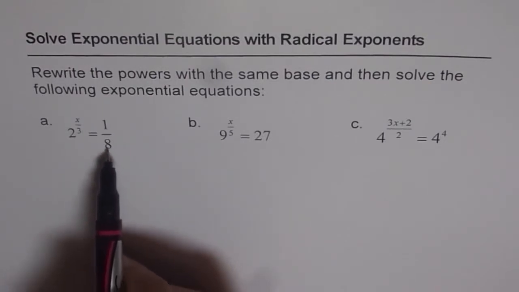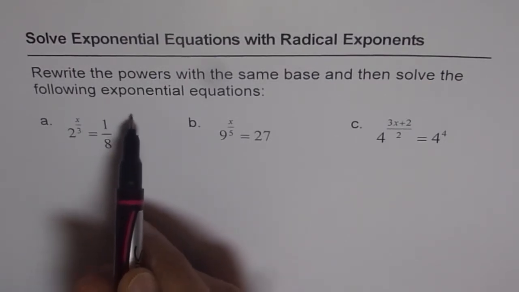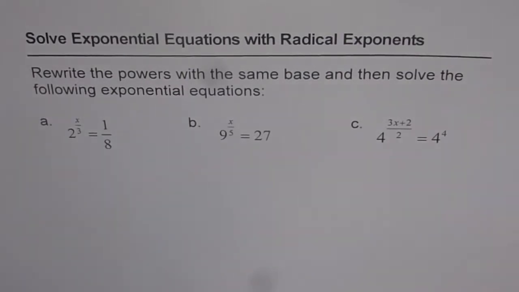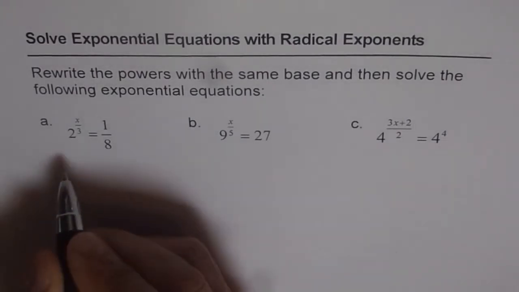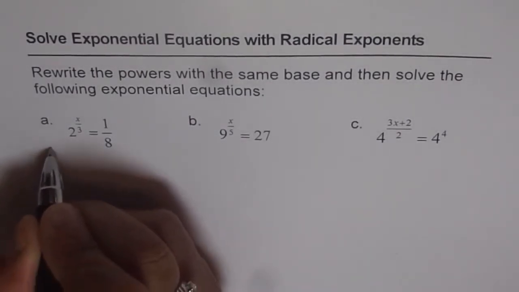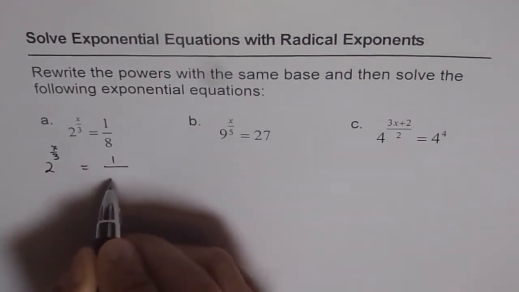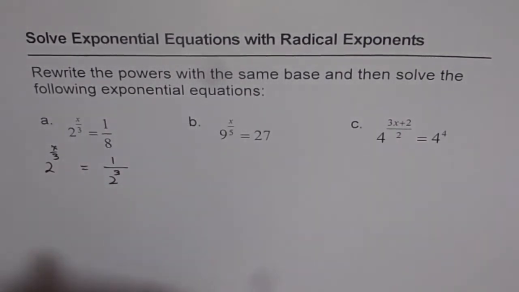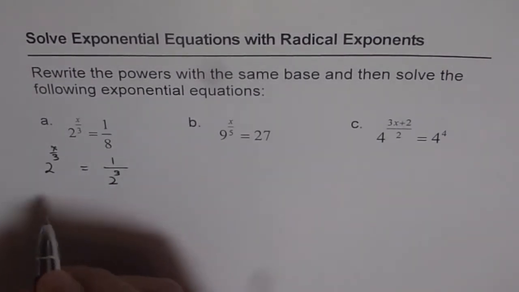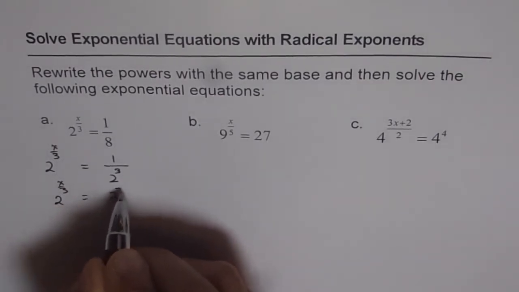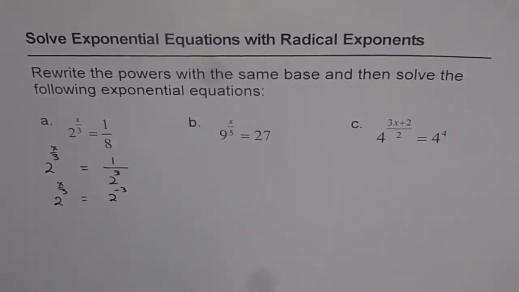So first step could be 1 over 8 could be written as 8 to the power of minus 1, and then we can write 8 as 2 to the power of 3. So we can do like that also, right? So let's do it. So we have 2 to the power of x over 3 equals 1 over 2 to the power of 3 as first step, right? 2 to the power of 3 is 8. And in the next step, we can say 2 to the power of x over 3 is equals to 2 to the power of minus 3. Since this is in the denominator, it kind of flips, right? So it's a reciprocal, 2 to the power of minus 3.